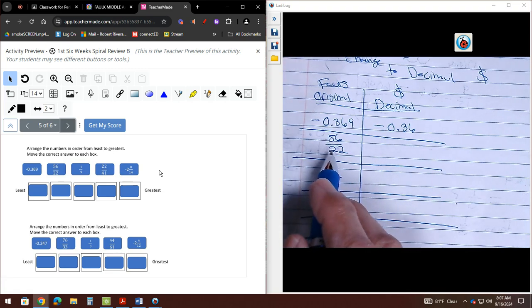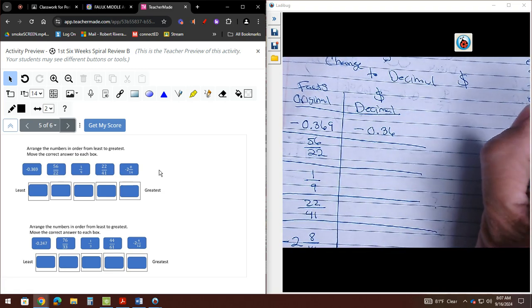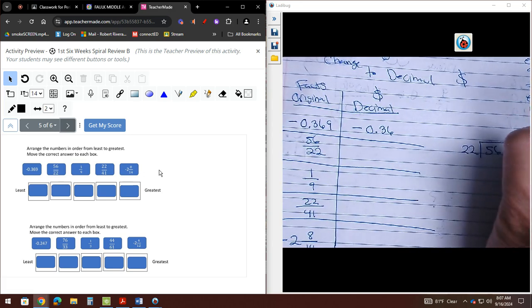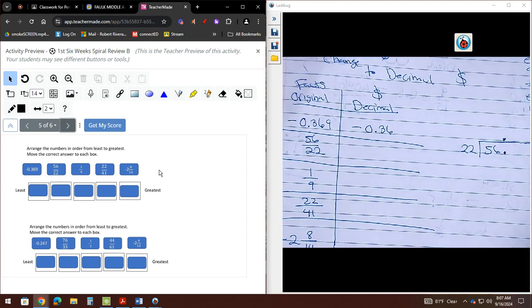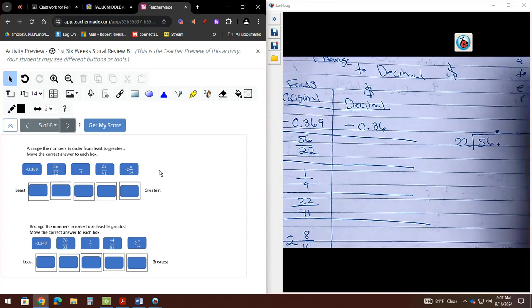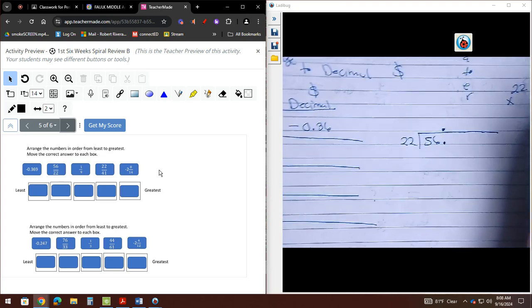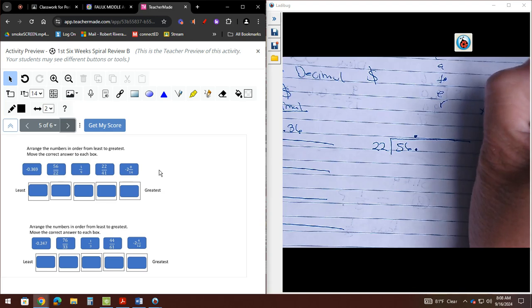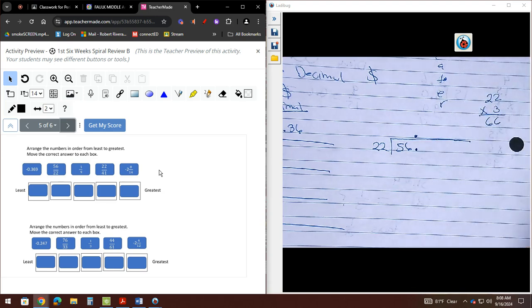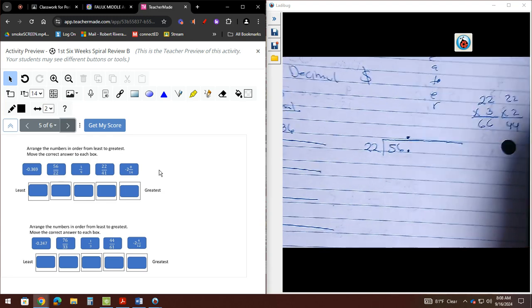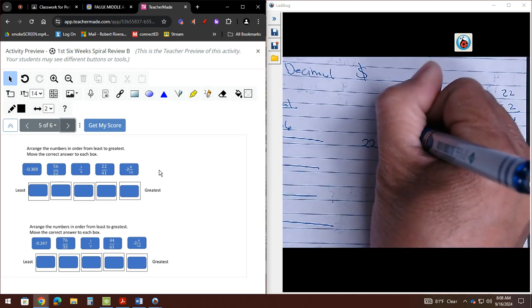This guy's a fraction, so I'm going to bottom out on the side. 56 divided by 22. Put a decimal at the end. And we begin. 22 times, you start guessing on the side. I'm just guessing. I'm going to try 3. That's 66, so it has to be 2. That's 44. It is 2.